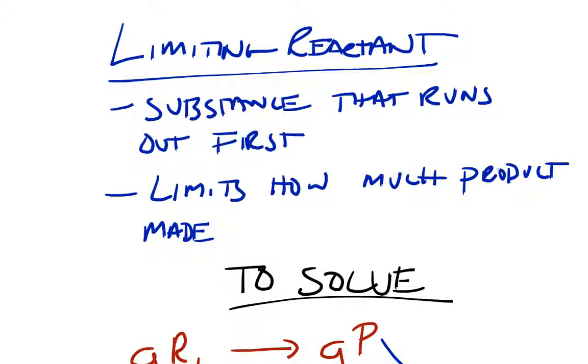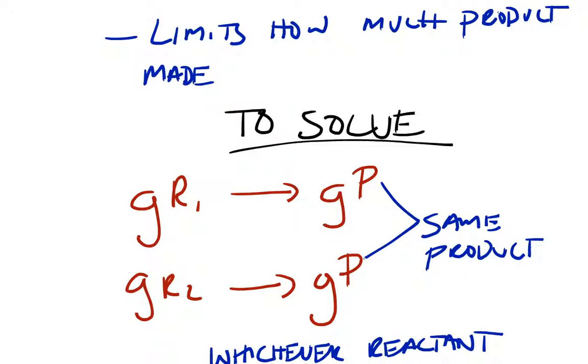Limiting reactant is a substance that runs out first, and it limits how much product is made. To solve, we're going to be doing two stoichiometric problems. We're going to take grams of reactant 1 and solve to grams of product, and then we're going to take a second reactant, grams of reactant 2, and solve for the same product we used in the first stoichiometric problem. Okay, it has to be the same product.